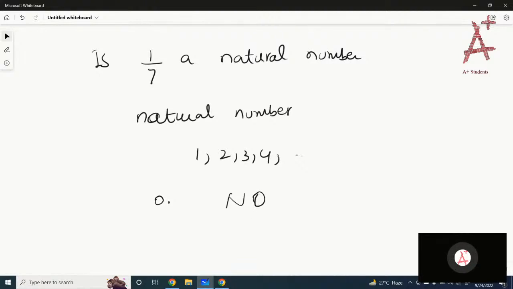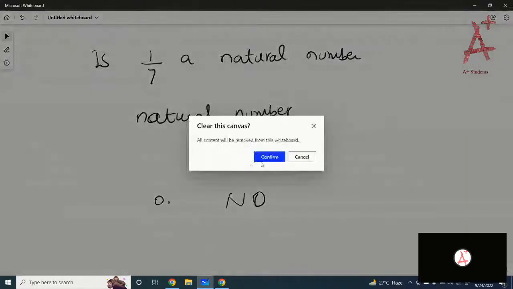Okay, on the top right corner, you have a test button. Just click on the test button. Okay, the first one is: is square root 6 an integer?